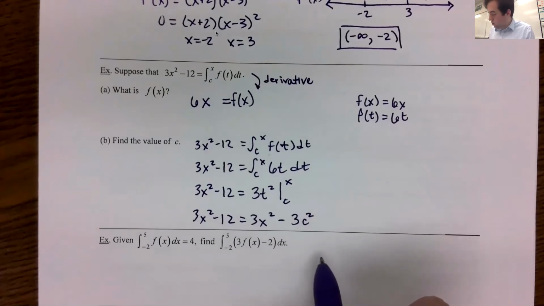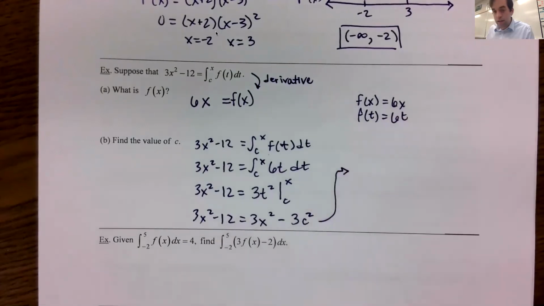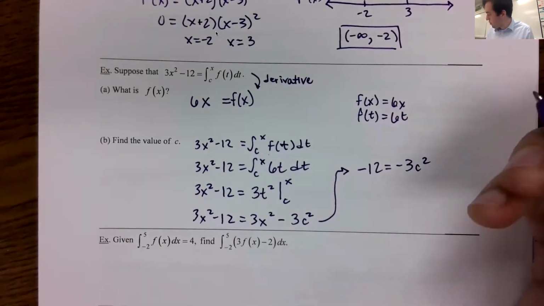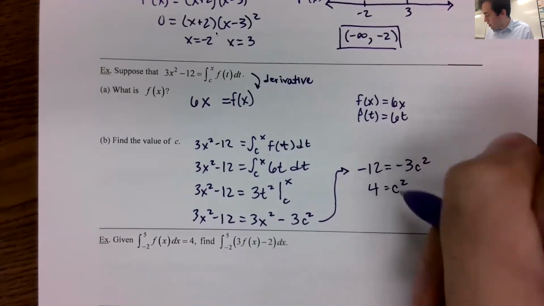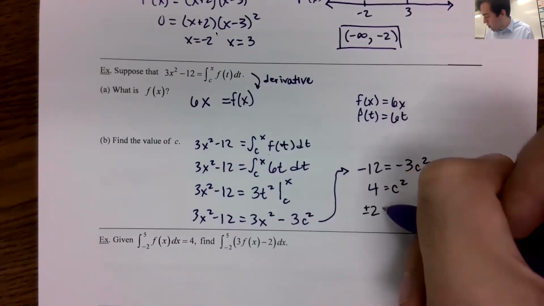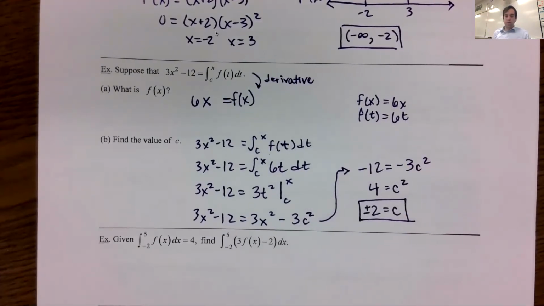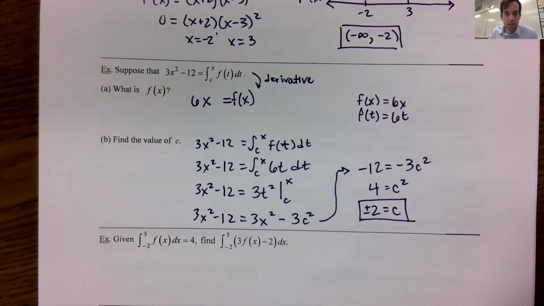And now we're going to try to solve this for c. So the 3x squareds cancel. If I subtract 3x squared from both sides, I will end up with -12 equals -3c squared. Divide by -3, and I get 4 equals c squared. Square root both sides, and I get plus or minus 2 equals c. Kind of weird, but we could do it, right? Look back over that problem or replay this part of the video if that didn't quite make sense.